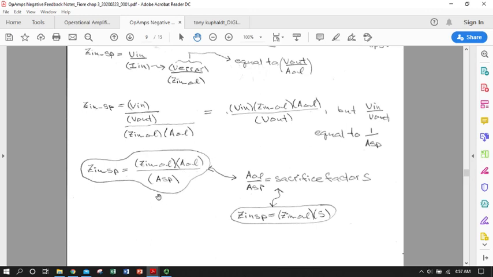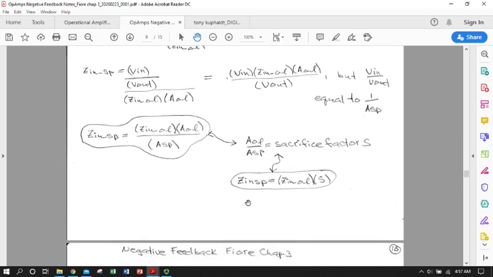But remember, this has already been defined as the loop gain or sacrifice factor. So we can just write that to make it simpler. So to sum up, with that sacrifice factor again, our input impedance closed loop with negative feedback, in this case in the series parallel configuration, is equal to our open loop input impedance, something you can probably find on a spec sheet, times the sacrifice factor. And if you recall, the sacrifice factor is always going to be greater than 1, because with our negative feedback network, our open loop gain is always greater than our closed loop gain.